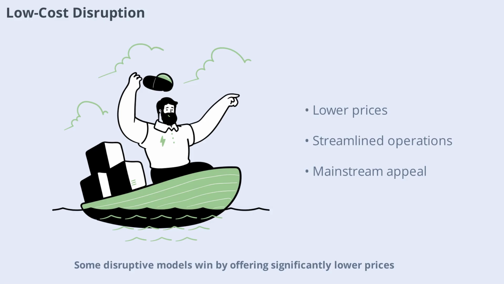Some disruptive models win by offering significantly lower prices. Companies like Southwest Airlines and IKEA have built empires by streamlining operations and passing savings to customers. Low-cost disruption often targets price-sensitive segments, eventually attracting mainstream customers as well.